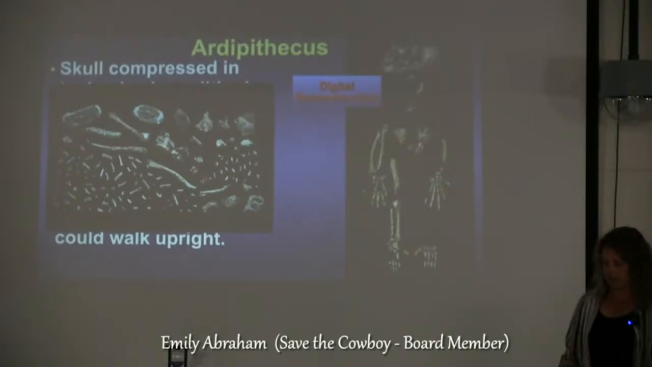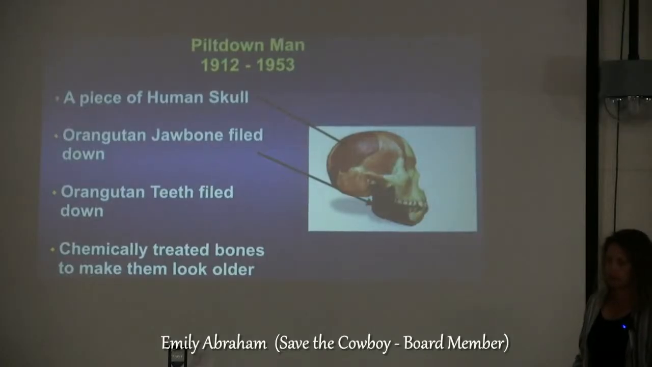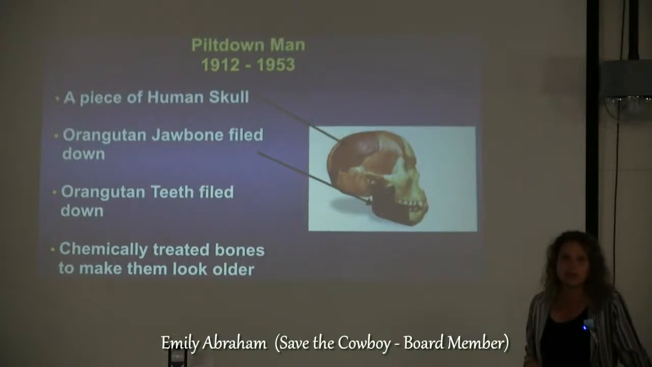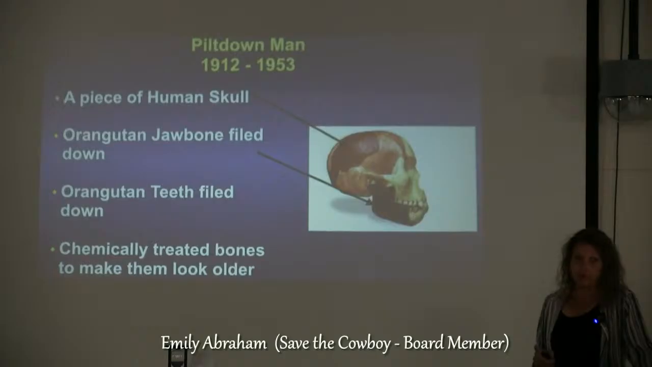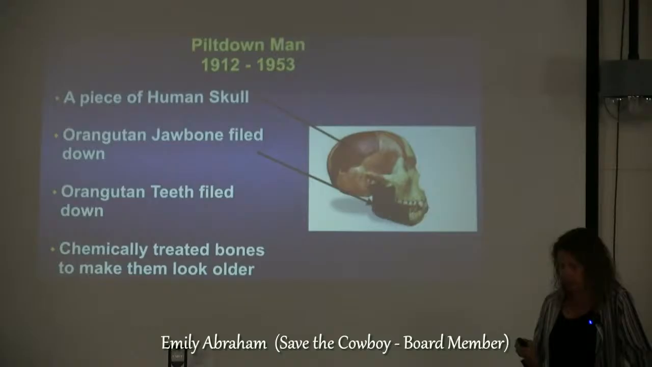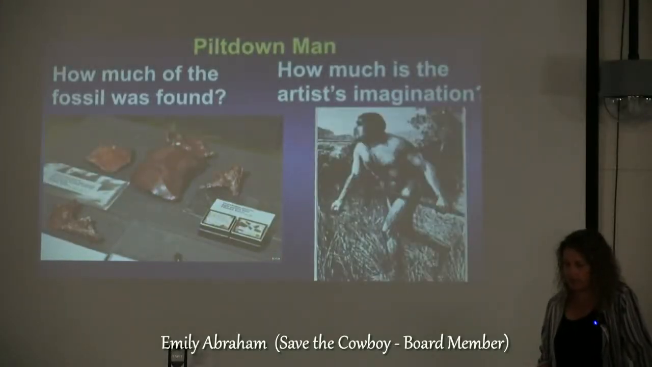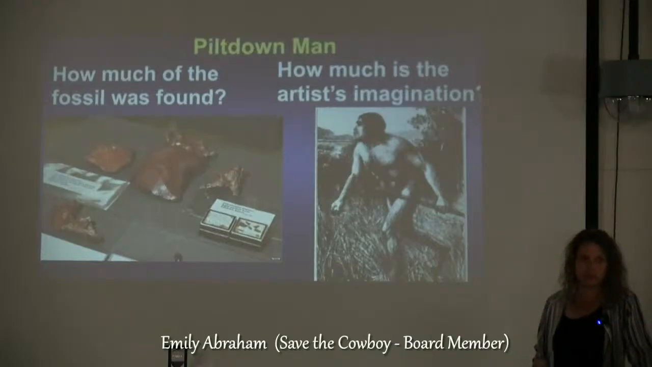Okay, Piltdown Man. This is great. They found a piece of a human skull, an orangutan jawbone, orangutan teeth, and then they chemically treated all the bones that they found to make them look really, really old. Because they found the missing link. They could be famous. Maybe they could financially gain from it. Okay, Piltdown Man. This is what was found. And here's the textbook picture of the guy running around.